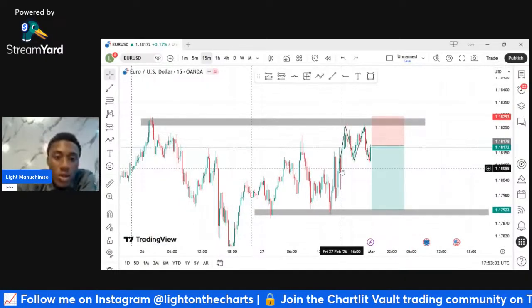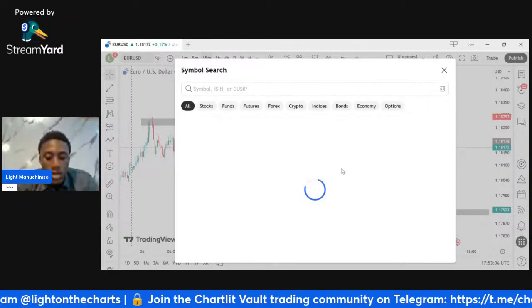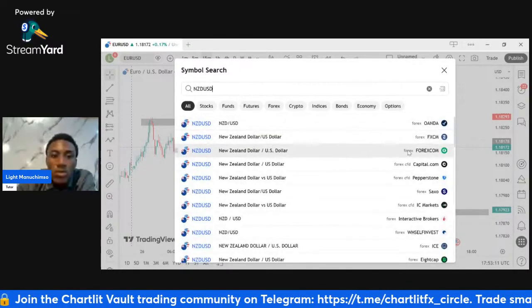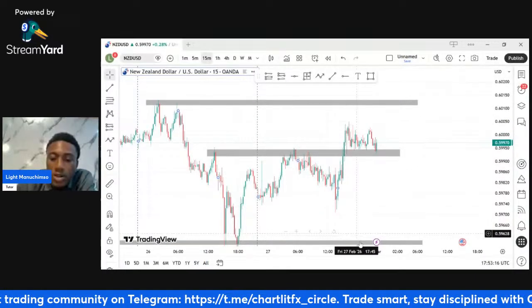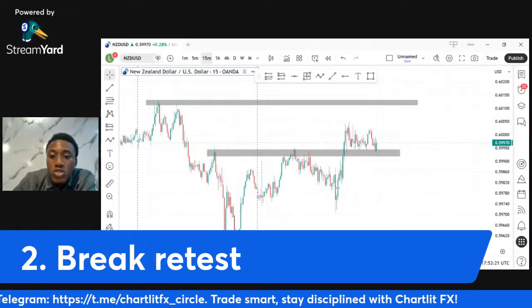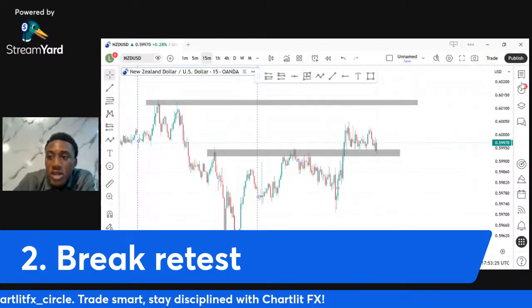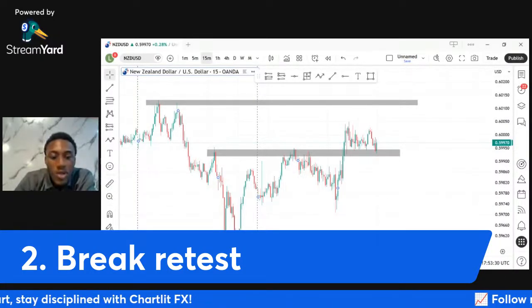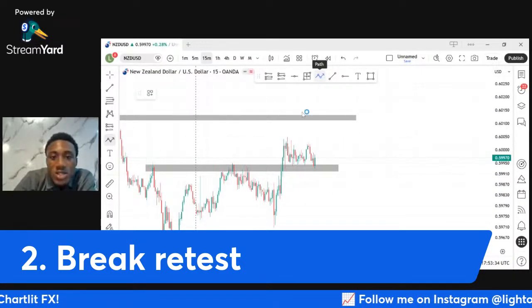And then number two way, let's go back to NZD USD. Now you can see this is a break. The number two way to trade a key level is the break retest. The break retest. Now go back to the chart. You can see on NZD USD, this is what happened.